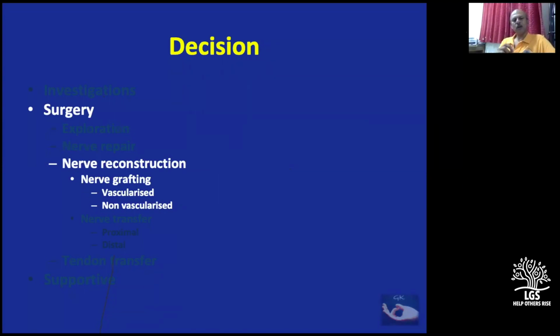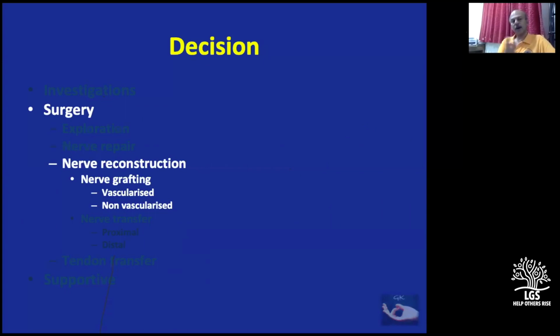So when do we do a non-vascularized nerve graft? When do we do a vascularized nerve graft? We do a non-vascularized nerve graft when the gap is less than about 6 centimeters. If it is more than 6 centimeters, generally we don't do a non-vascularized nerve graft. It is preferable to do a vascularized nerve graft. So if we have a good proximal stump and a good distal stump, a nerve grafting is ideal for sensation.